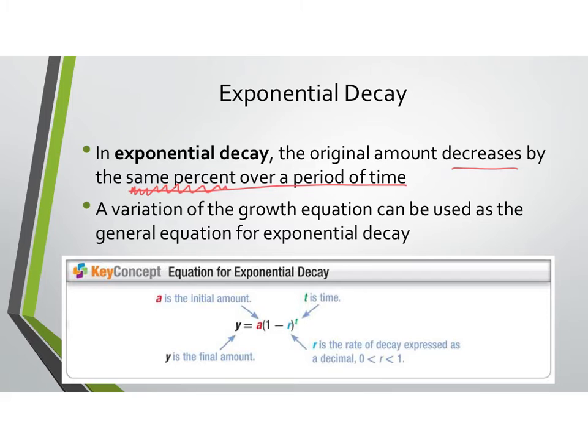Now, as you look at the equation down here, you can see that we're using all the same letters. 2 big differences, though. Number 1, we are subtracting now, which makes sense. I mean, we're decaying. Number 2, R. Beforehand, we had no limit on what R could be. Now we do. R has to be in between 0 and 1. It has to be a decimal in between 0 and 1.